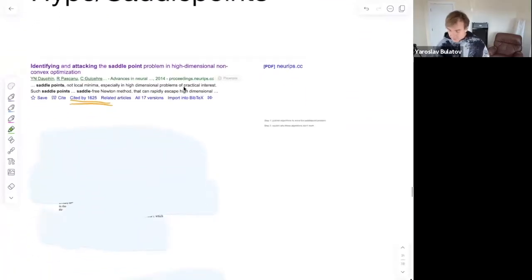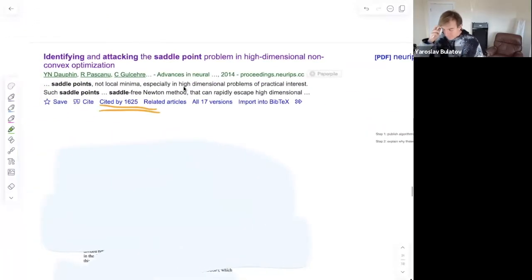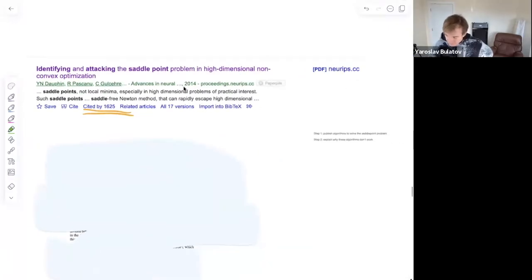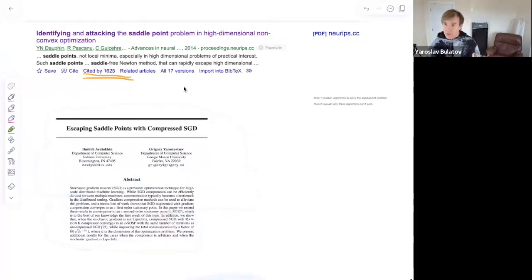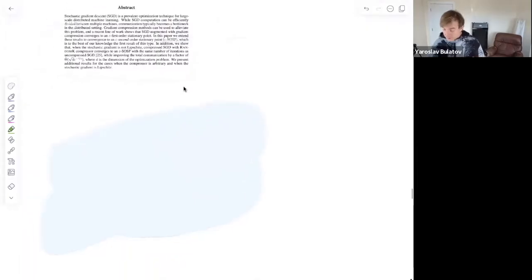Another example is, in 2014, there was a paper from a famous lab on attacking and identifying the saddle point problem. And there were more than 1,000 follow-up works. Basically what happened is first, there was a wave of papers which tried to capitalize on it. They would try to implement methods which actually make this method practical. This method failed. So then there was a second wave of papers which were trying to explain why this was not a problem in the first place.